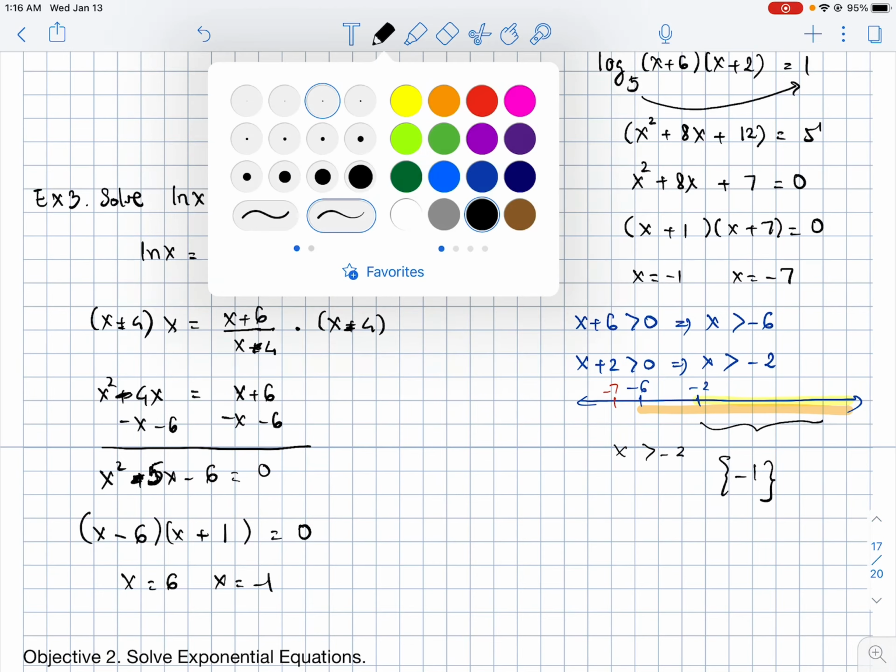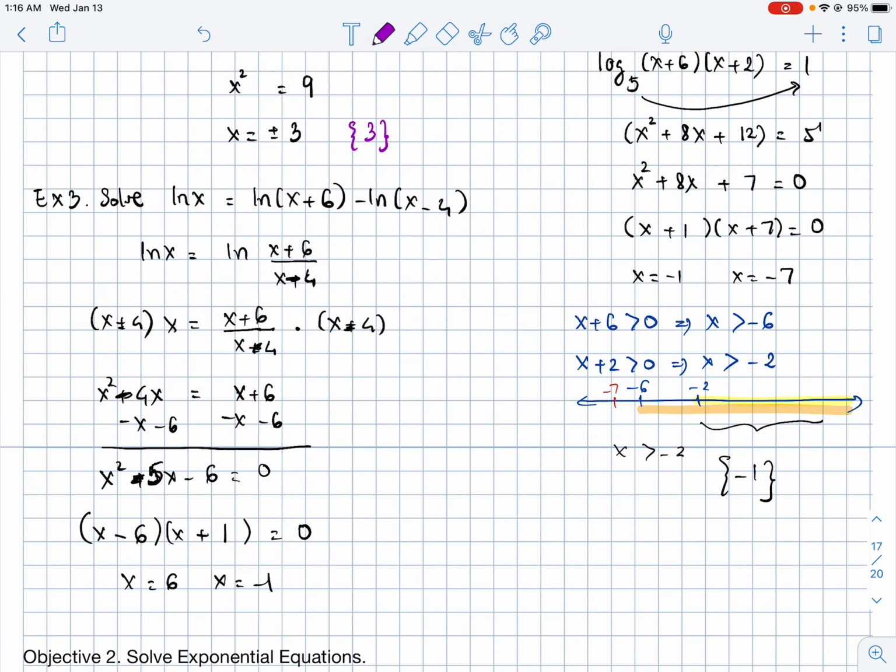We find the domain for the 3 logs. The first one is x greater than 0. The second one is x greater than negative 6. And the third one is x greater than 4. Which interval satisfies all of them? Greater than negative 6, greater than 0, and greater than 4. All of them are on the right side of all these numbers.